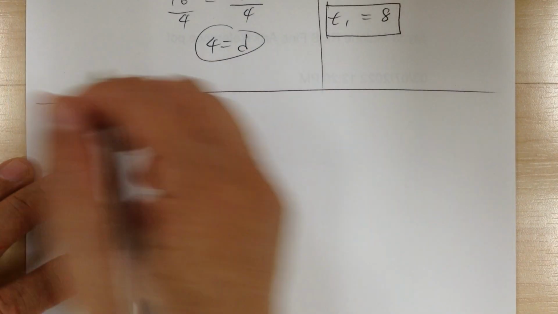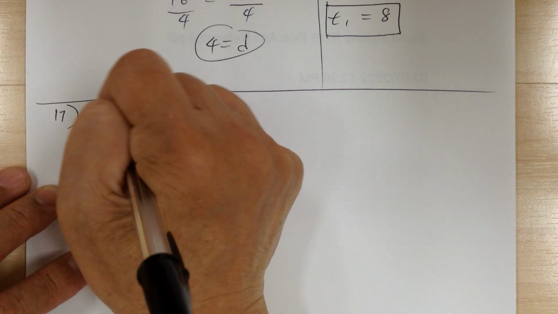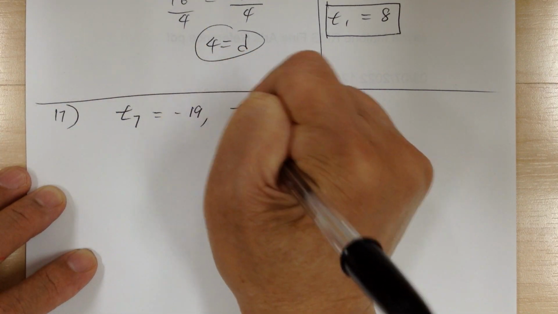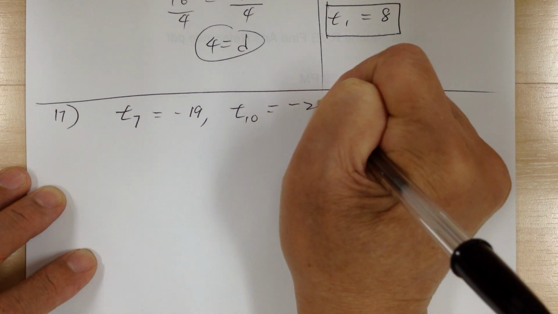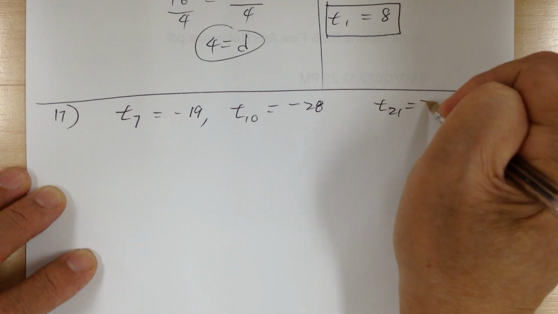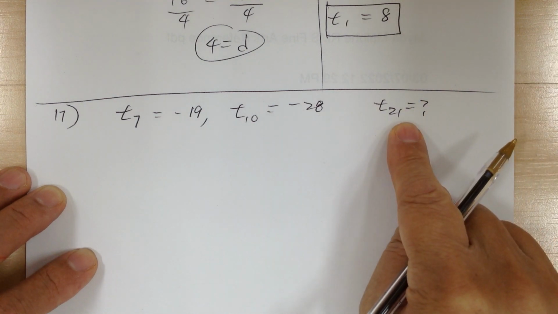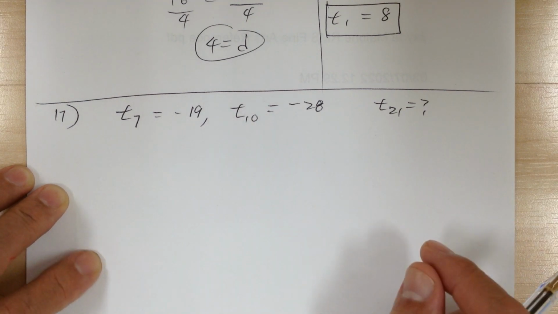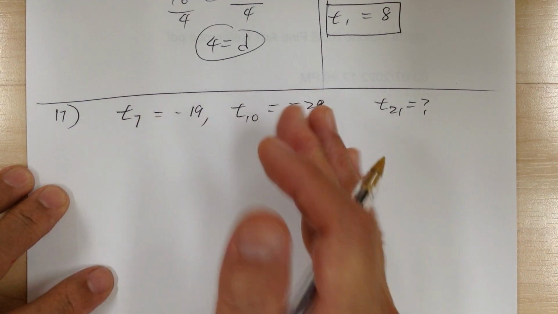Okay, let's go to 17. So you have T7 equal to negative 19, T10 equal to negative 28, and you're looking for T21. Again, in order to find the term, you have to have the D. So you have to use whatever is given to find the D. Again, it doesn't matter which one you use.